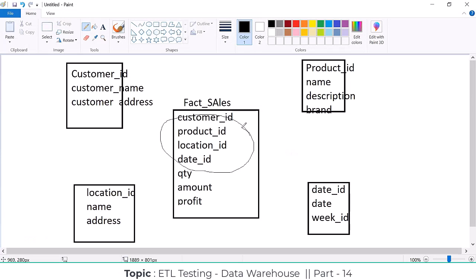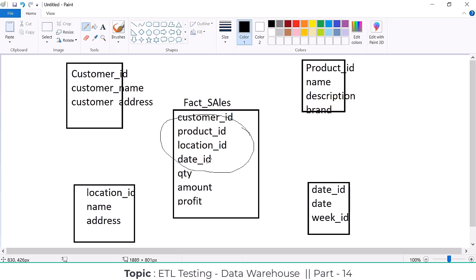Now if you want to calculate the sales for a particular location on a particular day or week, or at a particular shop, you can give joins between these two tables, and then you can get the total number of sales that happened for one week in one particular store. You can do the calculations on the sales table, the fact table.